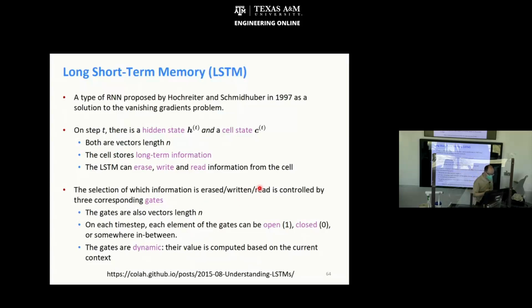These gates are vectors of length n, and on each time step, each element of the gates can be open, closed, or somewhere in between. So these gates can have different kinds of states, and they are dynamic. Their value is computed based on the current context. Okay, let's now understand them in more detail.